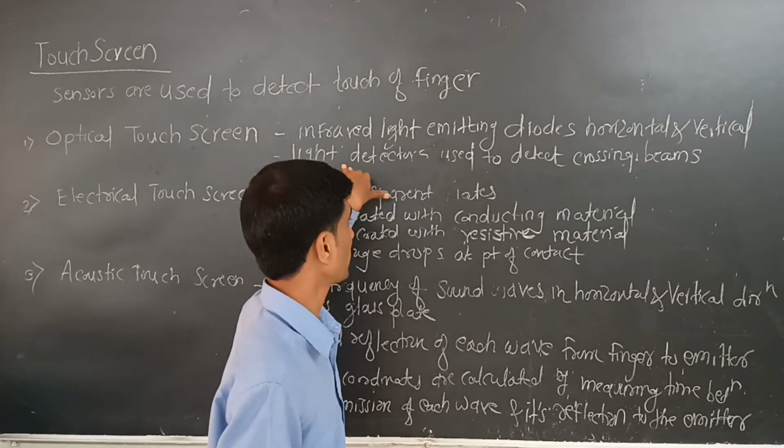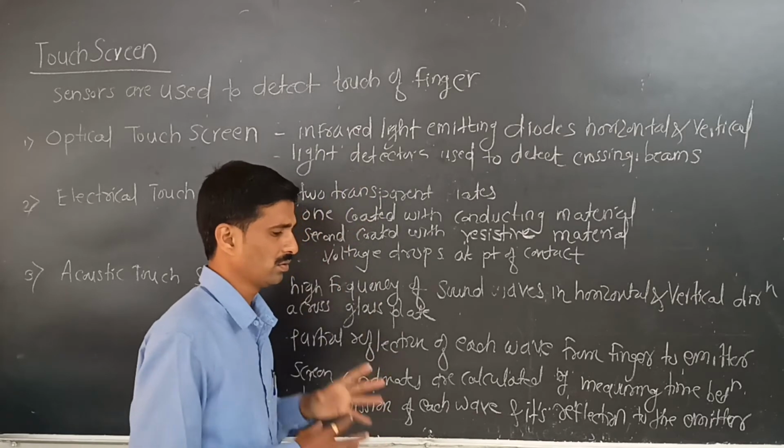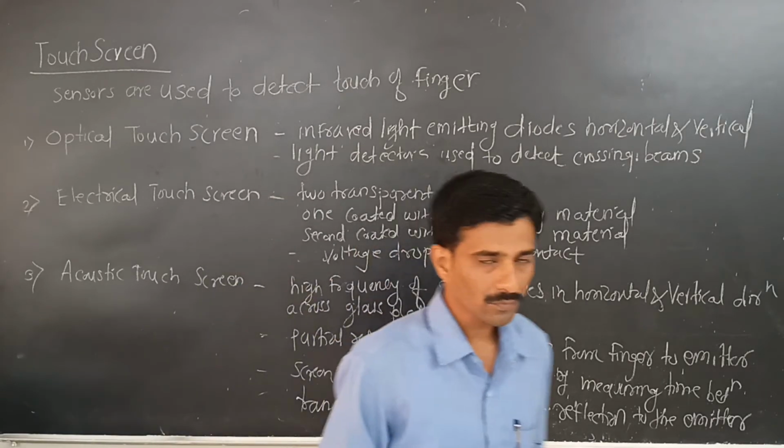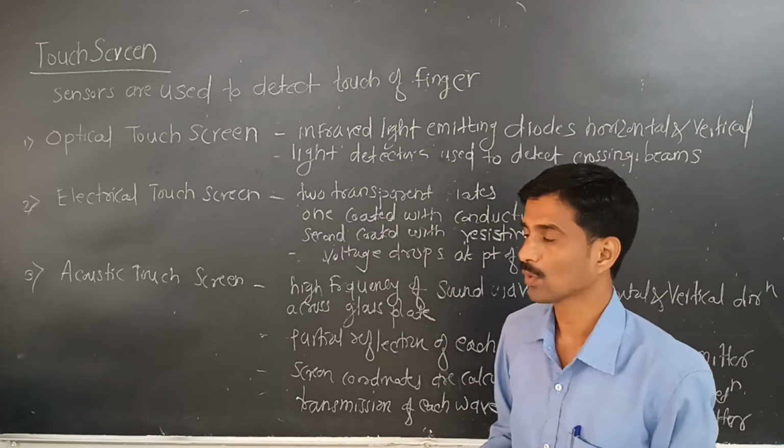So the light detectors are there in the optical touch screen. So this is the working of the optical touch screen.